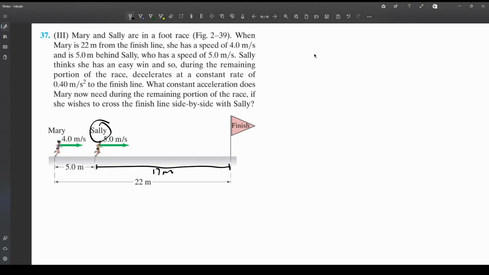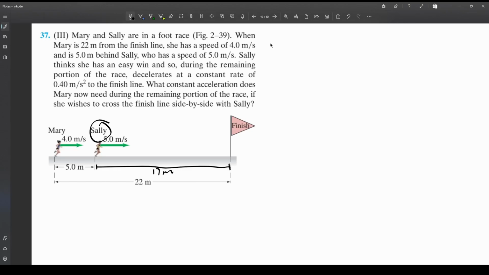Also, just to mention, this problem is taken out of the Giancoli textbook. It's part of the second chapter, so feel free to check out the textbook and the other practice problems in there if you're interested.